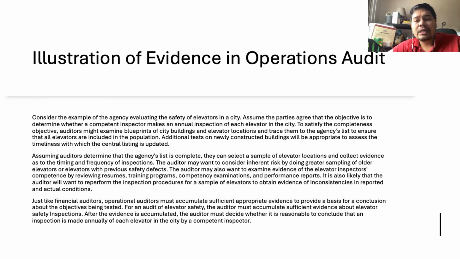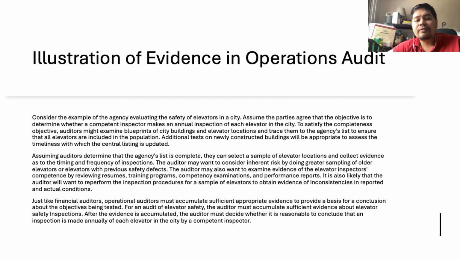Additional tests on newly constructed buildings will be appropriate to assess the timeliness with which the central listing is updated. Assuming auditors determine that the agency's list is complete, they can select a sample of elevator locations and collect evidence as to the timing and frequency of inspections. The auditor may want to consider inherent risk by doing greater sampling of older elevators or elevators with previous safety defects. The auditor may also want to examine evidence of the elevator inspector's competence by reviewing resumes, training programs, competency examinations, and performance reports. It is also likely that the auditor will want to reperform the inspection procedure for a sample to obtain evidence of inconsistencies in the reported and actual conditions.